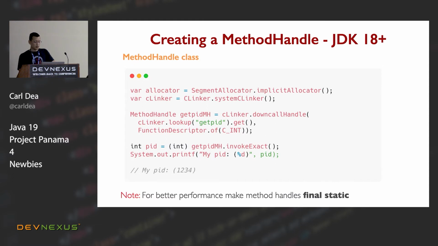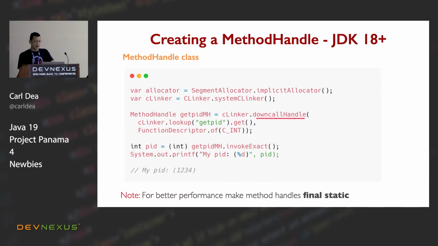So with a method handle, this is how Panama typically does things. You create a segment allocator, which is new in JDK 18 and above. They have this thing called an implicit allocator, which actually lets you create memory off heap. So it's not on the Java heap.